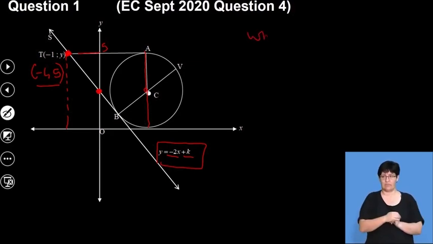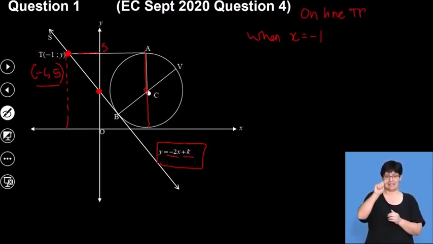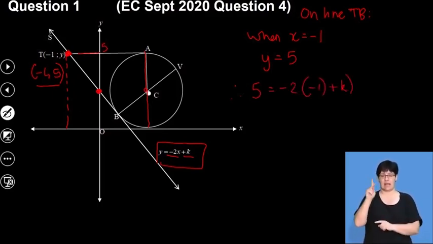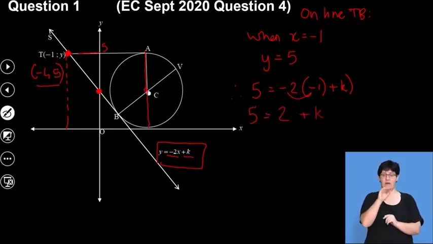So when x is equal to negative 1, and this is on line TB, when x is equal to -1, y is equal to 5. So I'm now going to substitute those into this equation. Therefore, 5 is equal to minus 2 times minus 1 plus k. So we have 5 is equal to minus 2 times minus 1 is 2, plus k.